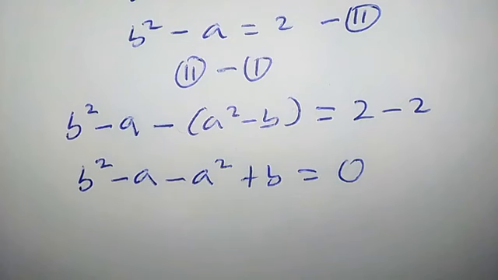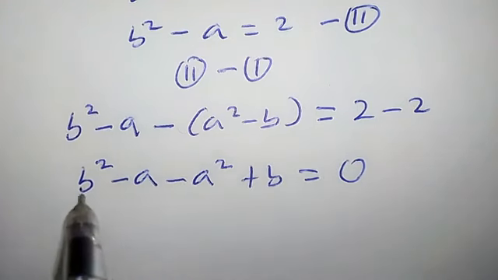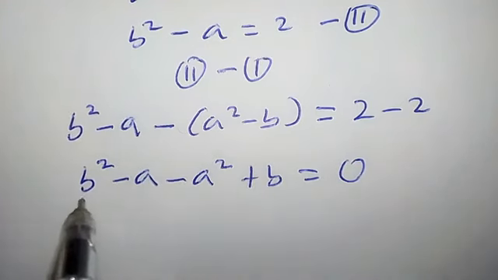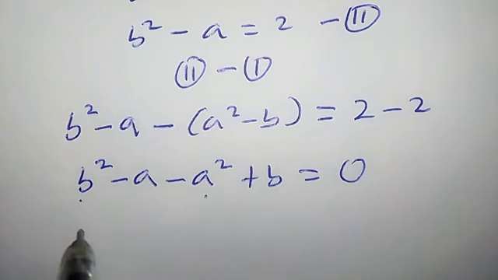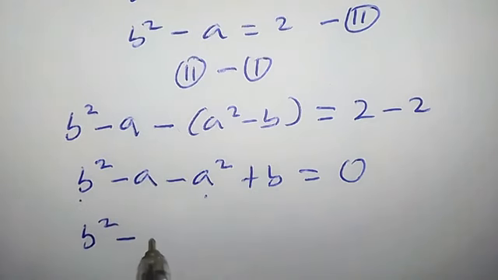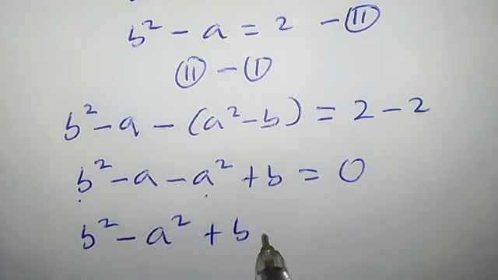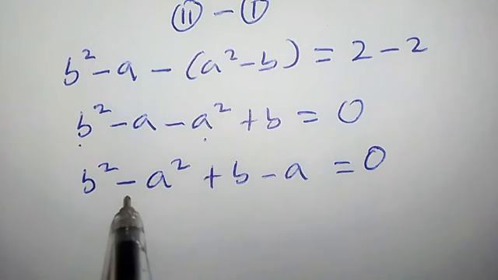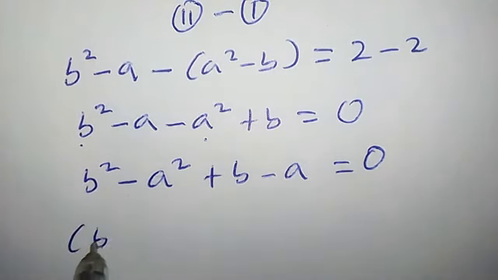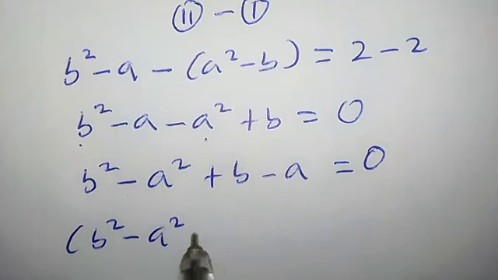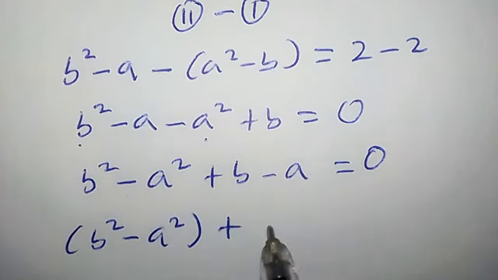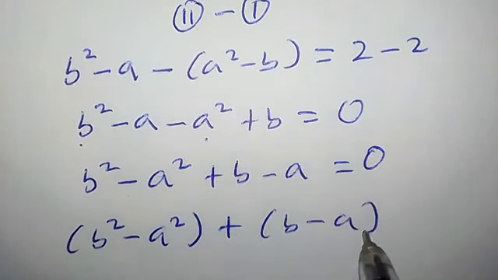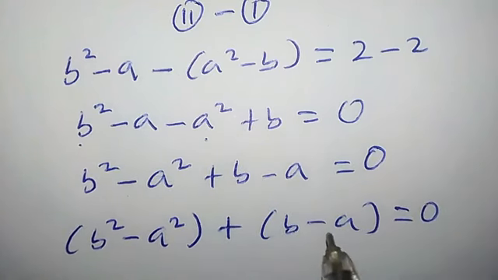So let's proceed further. The second step now is to rearrange these. This and this look alike. So we're going to have b² − a² + b − a, everything equal to 0. It is possible for us to isolate these, so let us put them in brackets. That will be (b² − a²) + (b − a) equal to 0. Nothing has changed.